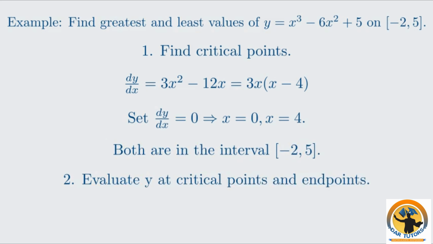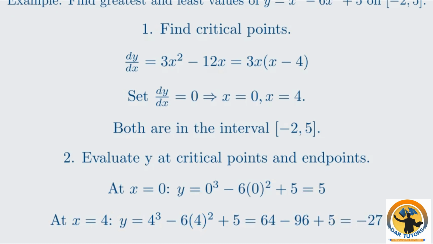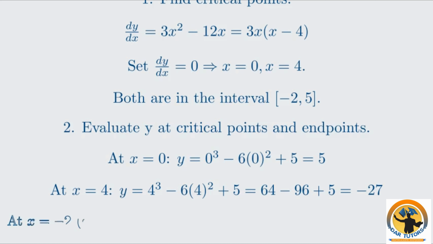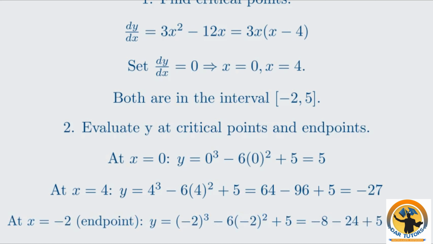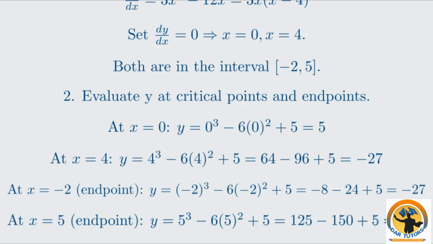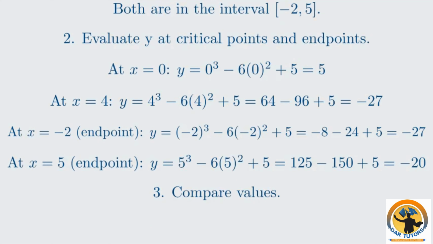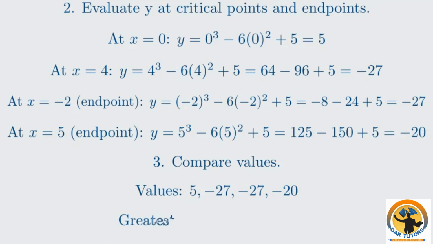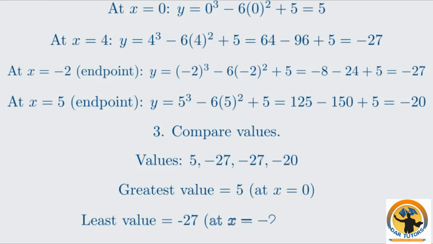Next, we evaluate the function at the critical points and the endpoints of the interval. At x equals 0, y is 5. At x equals 4, y is negative 27. At the left endpoint, x equals negative 2, y is negative 27, and at the right endpoint, x equals 5, y is negative 20. Comparing these four values, the greatest value is 5, which occurs at x equals 0. The least value is negative 7, which occurs at both x equals 4 and x equals negative 2.